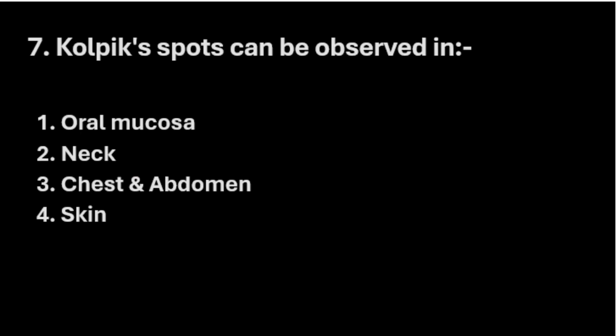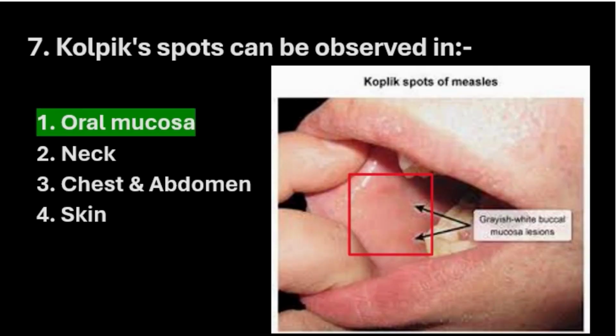Next question. Koplik spots can be observed in option 1 oral mucosa, option 2 neck, option 3 chest and abdomen, option 4 skin. The right answer is option 1 oral mucosa. Koplik spots, which are seen in measles, will be observed in the oral mucosa of the affected person.